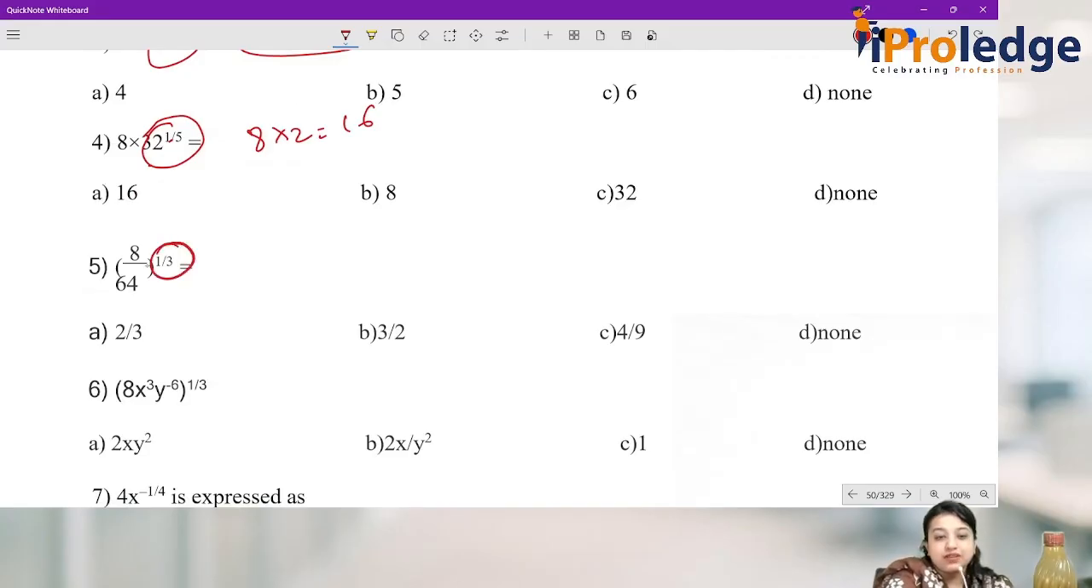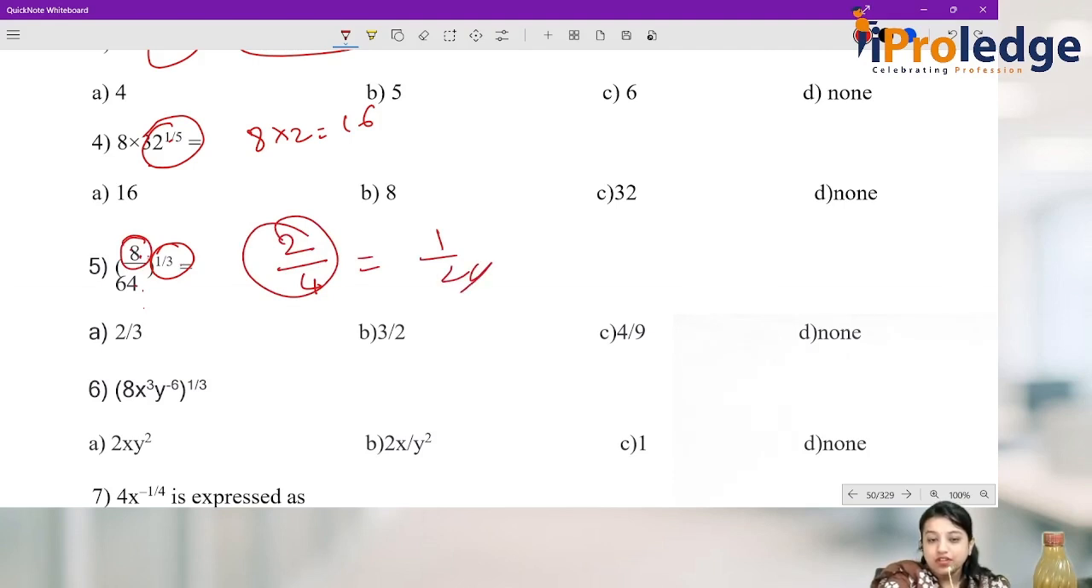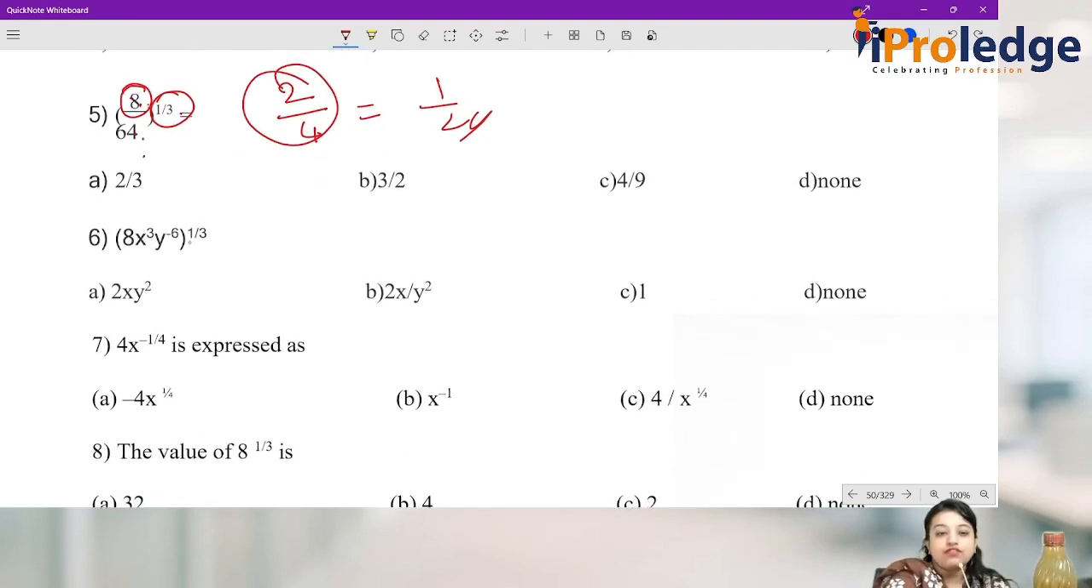What does 1 by 3 mean? Cube root. So you may have to take the cube root separately. What is cube root of 8? What is cube root of 64? What is 2 by 4? 1 by 2. Done? Now you have to take this 1 by 3 separately. Correct? 1 by 3 separately.